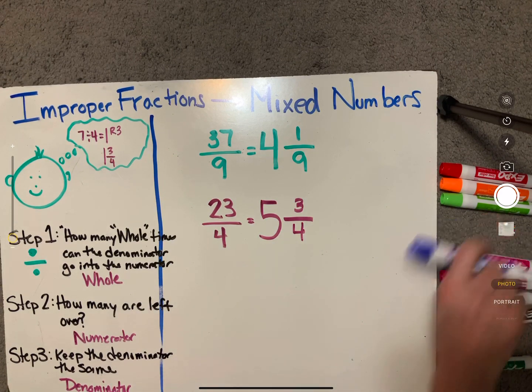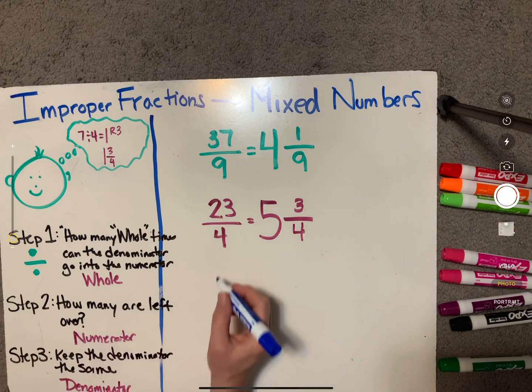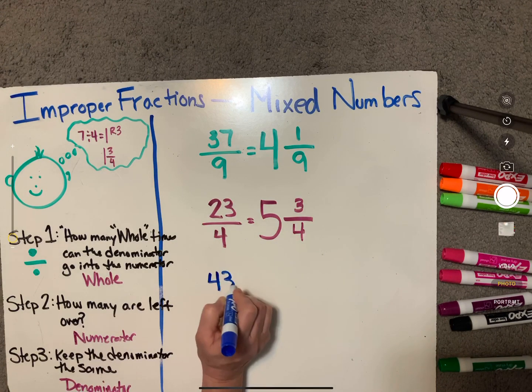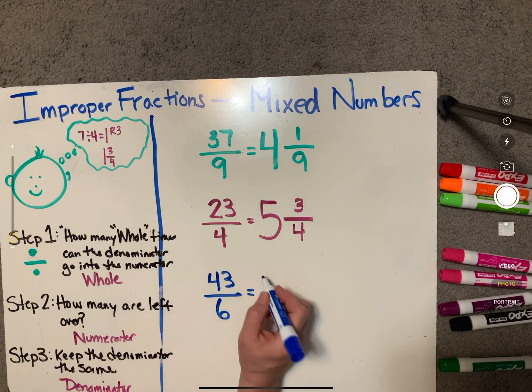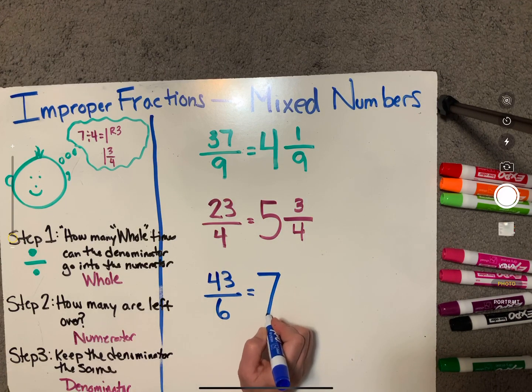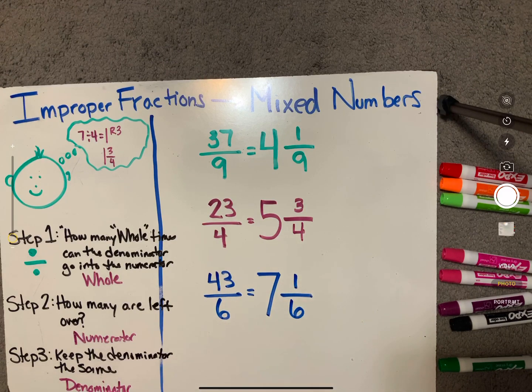Okay. Let's try another one. How about 43/6? How many times will 6 go into 43? It goes in 7 whole times. And how many are left over? We know that 6 times 7 is 42, so there is 1 left over, and my denominator remains the same.